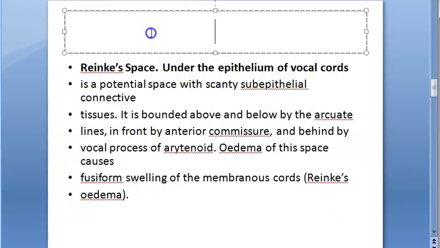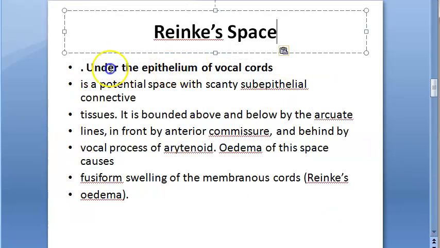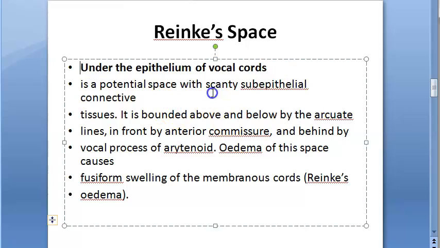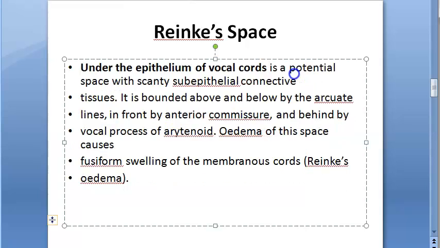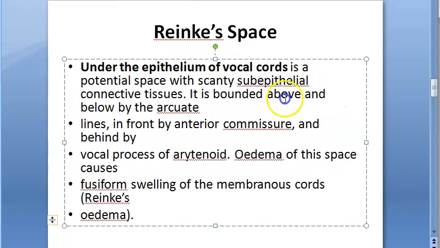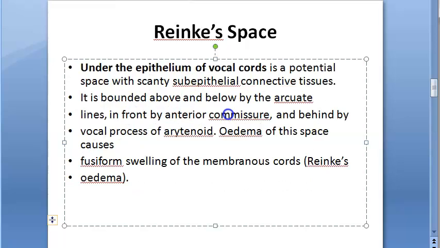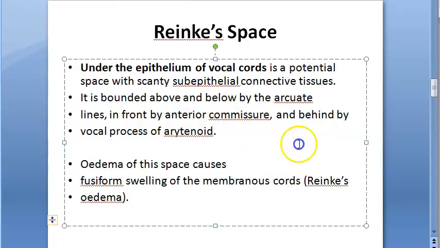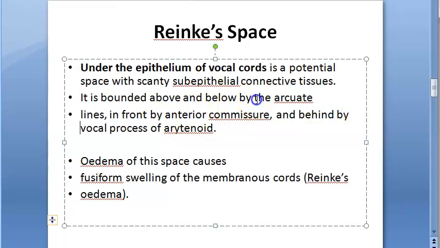So now let us move on. Reinke's space is under the epithelium of the vocal cord. It is a potential space with scanty subepithelial connective tissue. So it has some connective tissue, but it is scanty, so it is a potential space, okay. It is bounded above and below by arcuate lines, okay. In front it is bounded by what? In front by the anterior commissure, behind by the vocal process of the arytenoid. Okay, so some more anatomy here of the Reinke's space, guys.